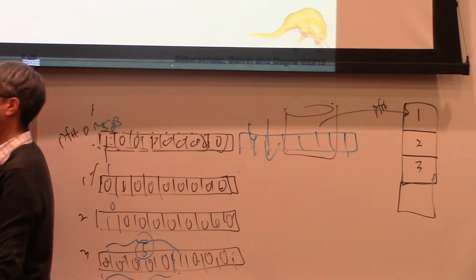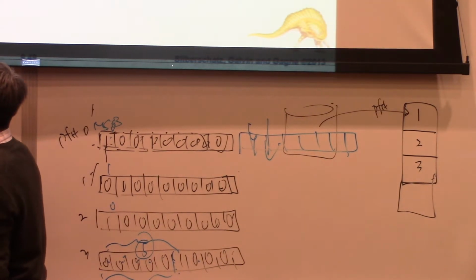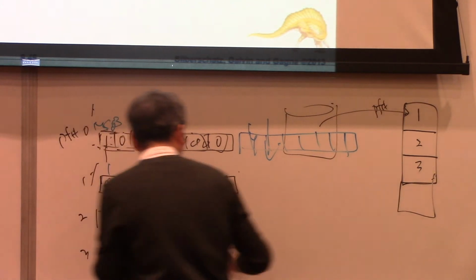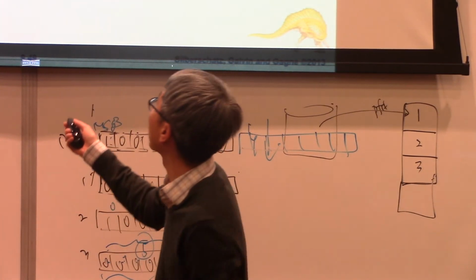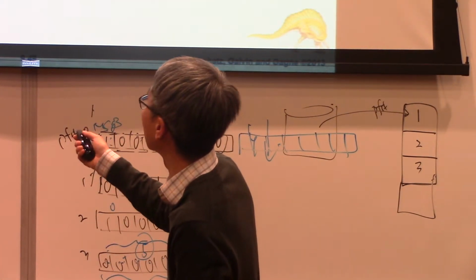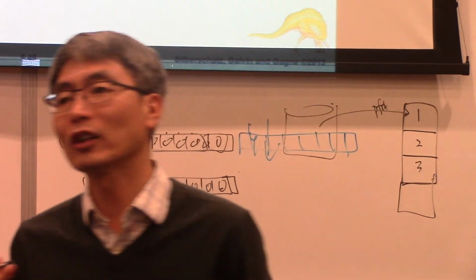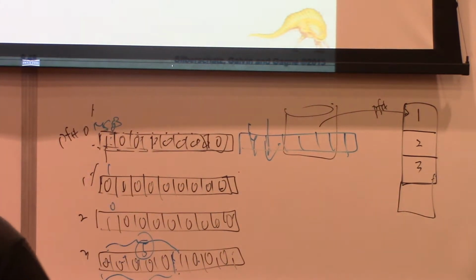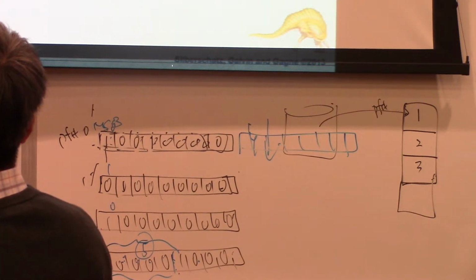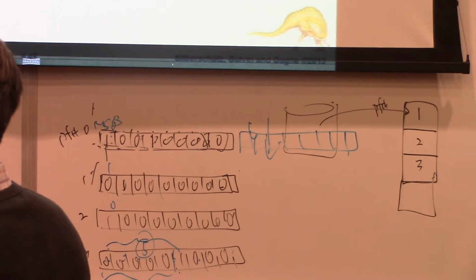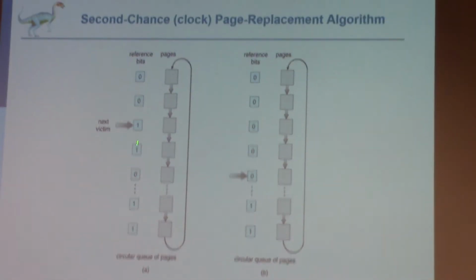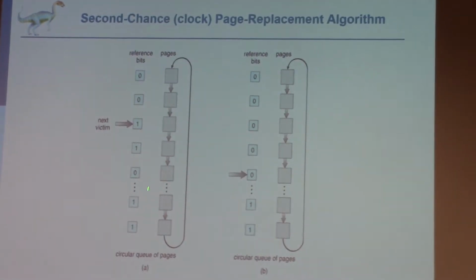If this one is accessed recently, 1. Otherwise 0. And so on. Which means 1 bit for the page frame. So when you search for the victim page, what will be the victim page? 0. The first 0. Okay? So the first 0, in this case, this one will be the victim page. So starting from here, and then next.